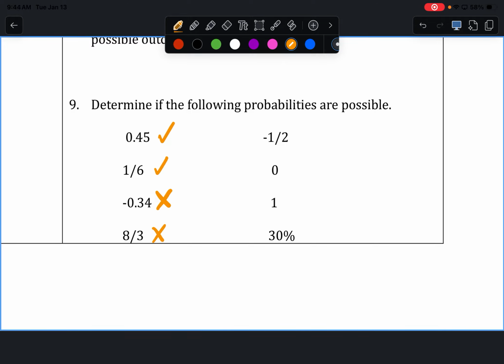What about negative 1/2? Is that a probability? Can 0 be a probability? Mm-hmm. What about 1? Can 1 be a probability? Can 30% be a probability? Yeah, because what is 30% the same as? 0.3. So that works. And we will pick up there tomorrow.